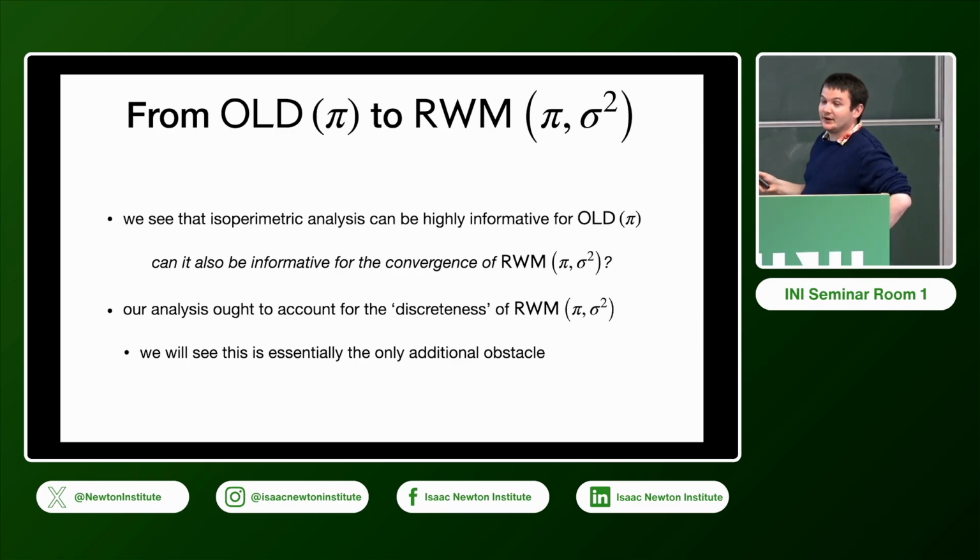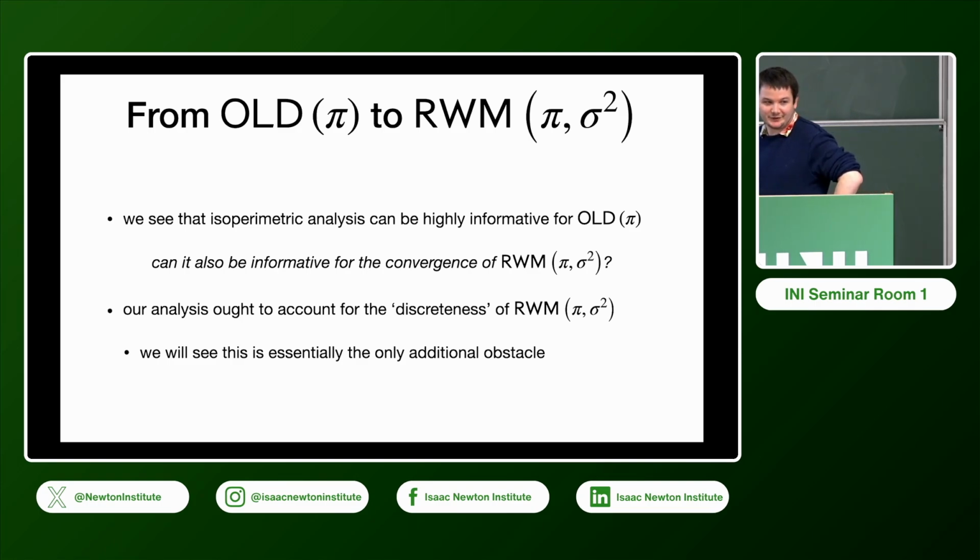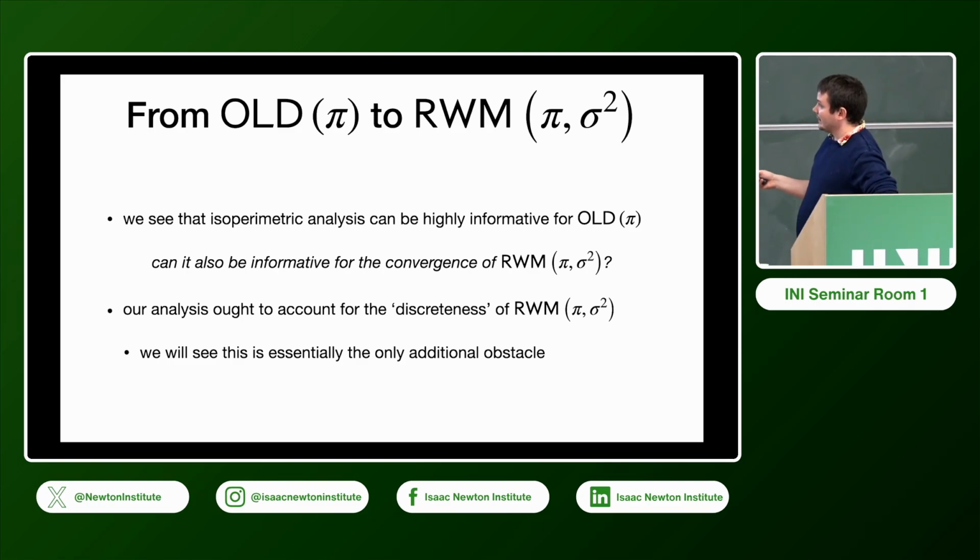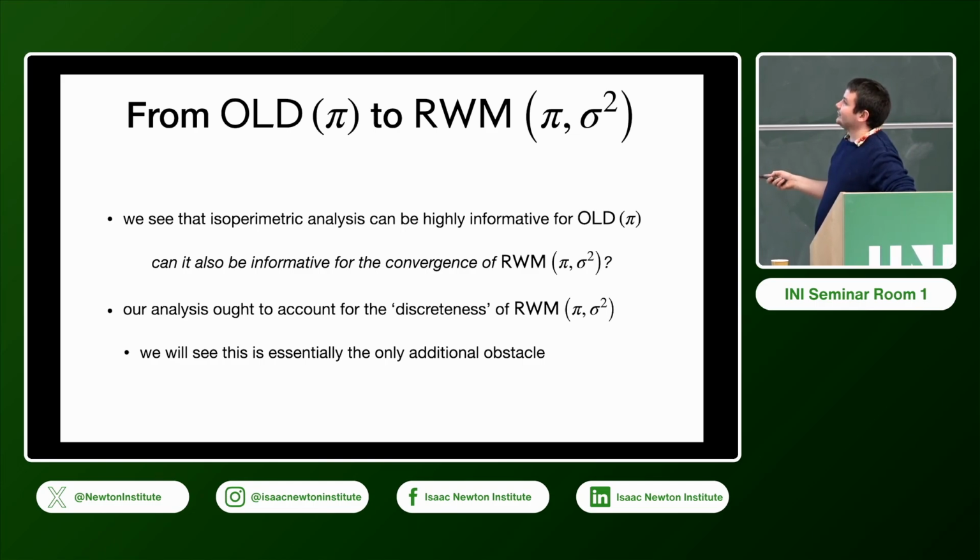Now, the expectation would be that it shouldn't work directly, because we need to use the discreteness of the process at some level and account for the fact that we're taking a finite step size and so on. And we'll see that with one extra ingredient, this is essentially the only other obstacle to proving a result like we want. Okay, and so I'll make that precise.